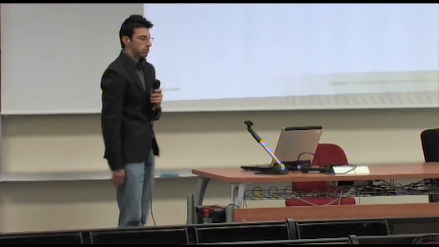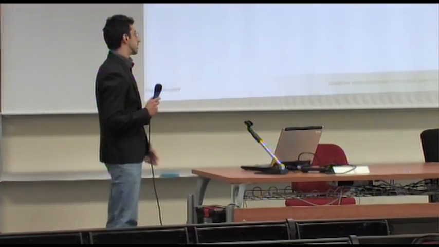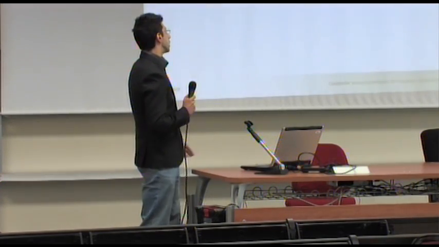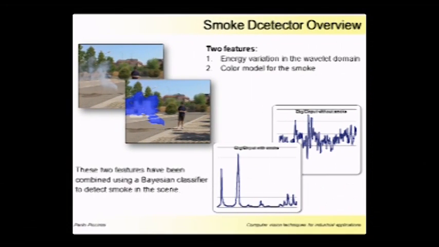Now, let me start talking about the smoke detector system. Since I spent only a few months working on this project, I'll give you only a short overview. As you can clearly see, this system can distinguish between generic moving objects such as people and cars from the smoke that propagates in the scene.